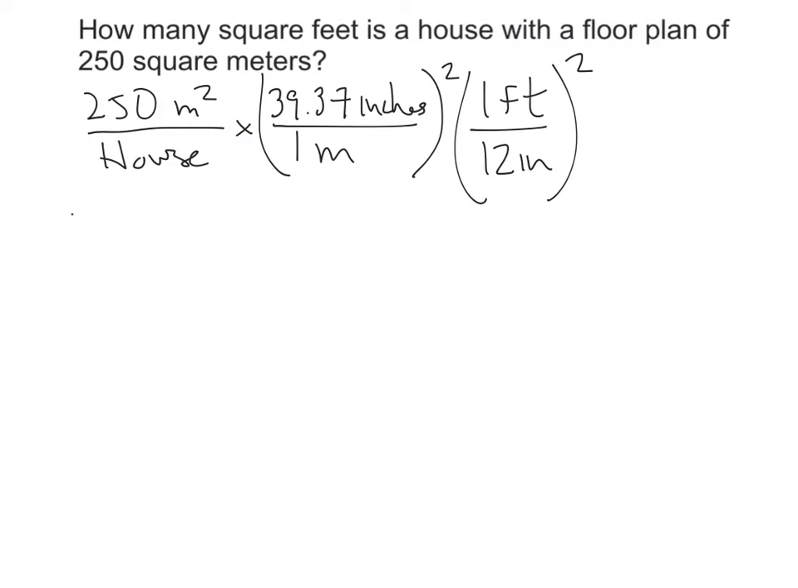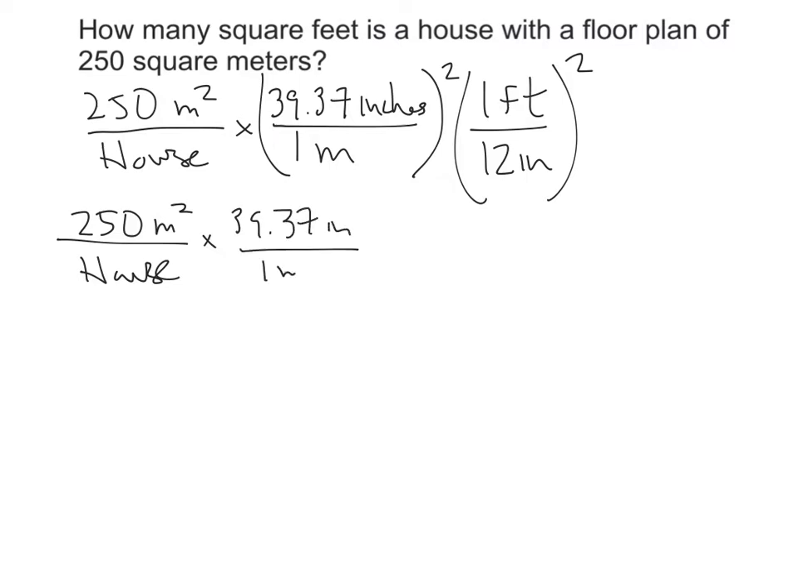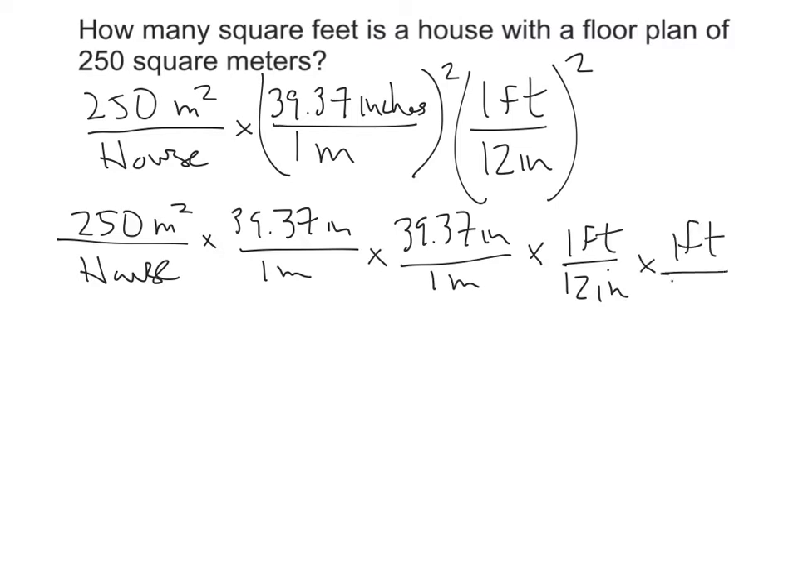Now, if you write this out, what you're going to get is 250 meters squared per house floor plan, and you're going to get 39.37 inches per 1 meter times 39.37 inches per 1 meter. Now notice that means the 39.37 is squared as well as the inches being squared. The 1 is also squared, but you wouldn't notice. And we're also going to do the conversion of 1 foot per 12 inches. This is a little safer way to do it, is to write out both the conversions.